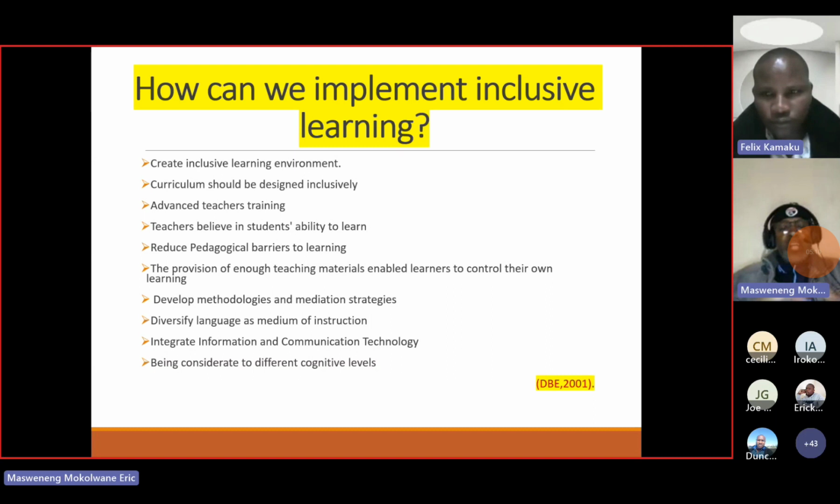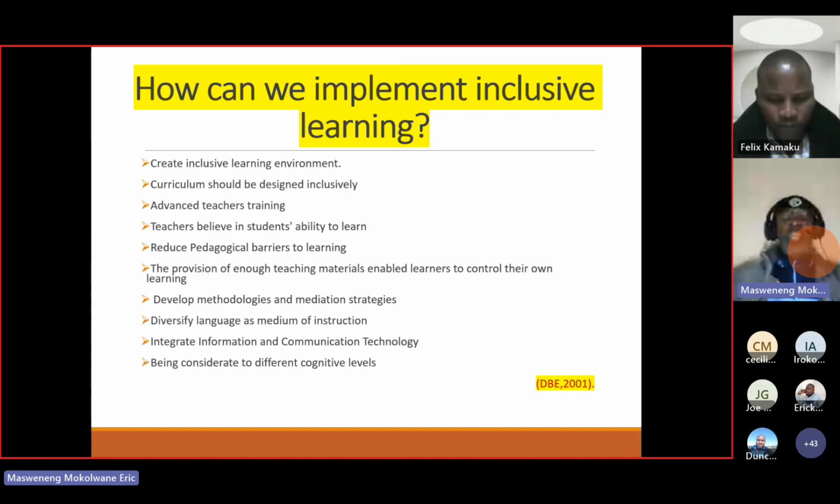Now, we need to develop methodologies and mediation strategies such that we are able to be accommodative and empower our learners. We also need to diversify language as medium of instruction, such that we are able to teach learners in the language they understand or in the familiar language, so that we can embrace them. That will be part of inclusive learning. Well, we also need to integrate information and communication technology, ICT skills, that which is futuristic, so that we can be able to instill computational thinking skills.